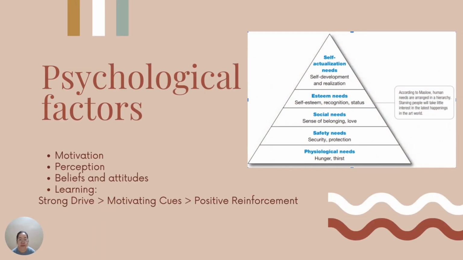The last one is the psychological factor. Here we will talk about motivation, perception, learning, and attitudes. Sigmund Freud stated that customers buy unconsciously, while Abraham Maslow thought that people's needs are arranged in a hierarchy from physiological to safety, social, esteem, and self-actualization. The last one is the learning factor. A company needs to provide a strong drive, motivating cues, and positive reinforcement.